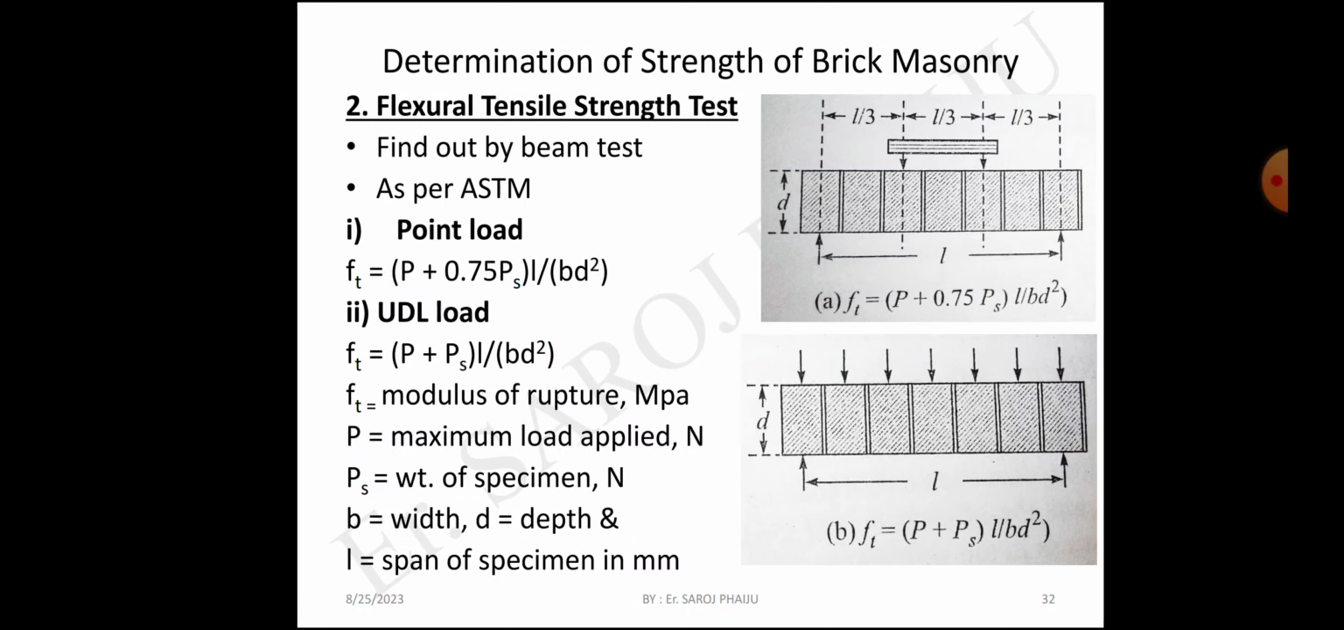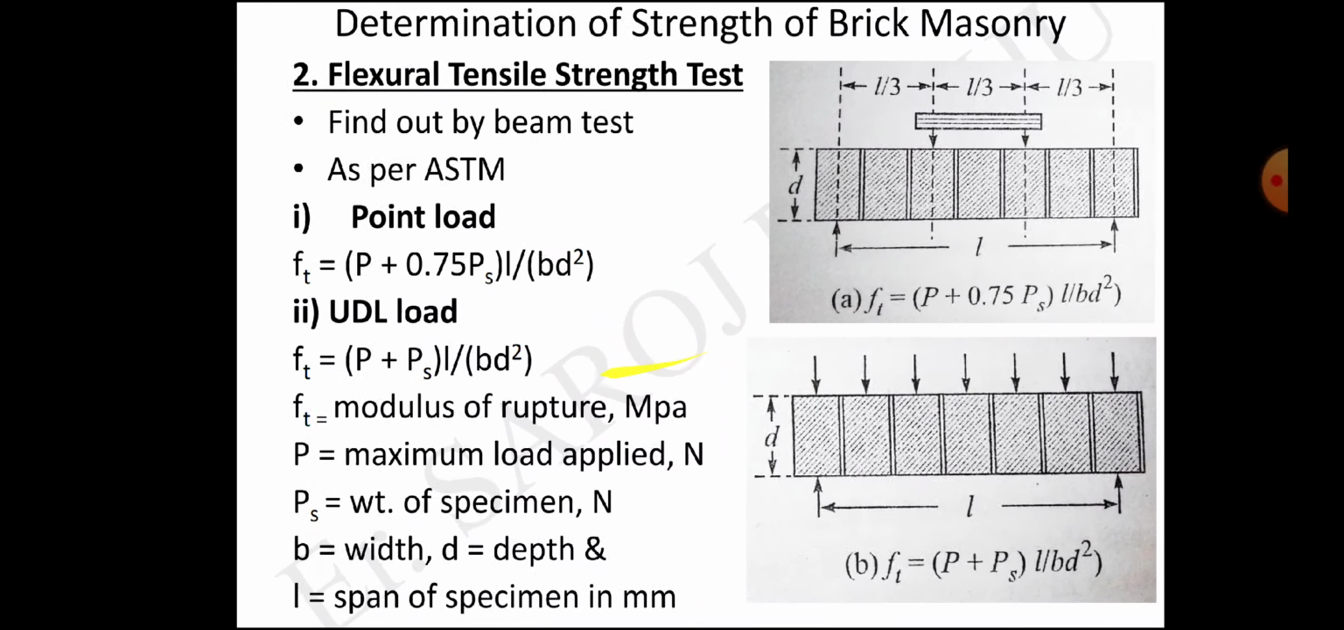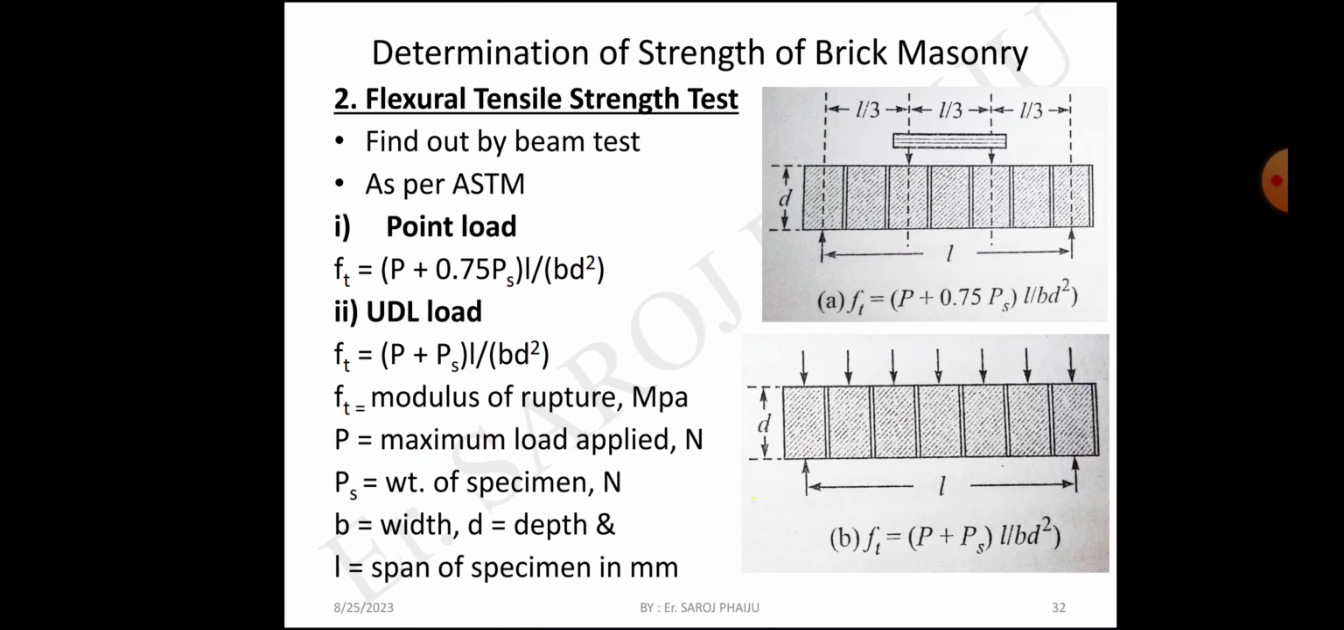Flexural tensile test. Found out by beam test as per ASTM. Point load: FT is equal to P plus 0.75 PS L divided by BD square. UDL load: FT is equal to P plus PS into L divided by BD square. FT is the modulus of rupture in MPa. P is the maximum load applied in Newton. PS is the weight of the specimen in Newton. B is the width, D is the depth and L is the span of the specimen in mm. It is not I, it should be L.